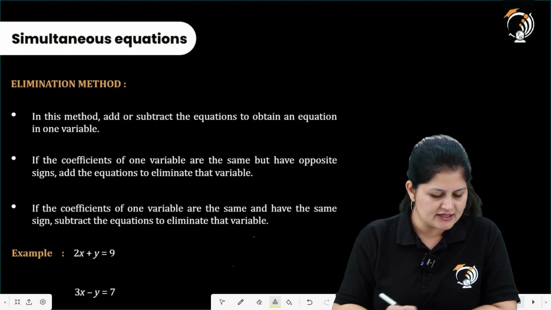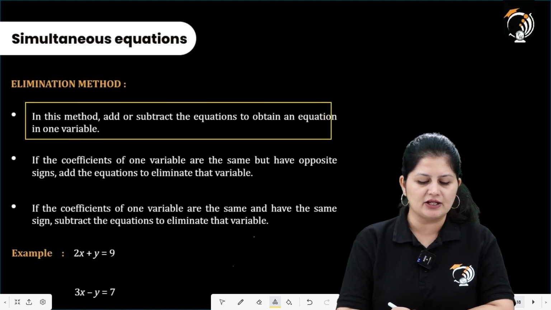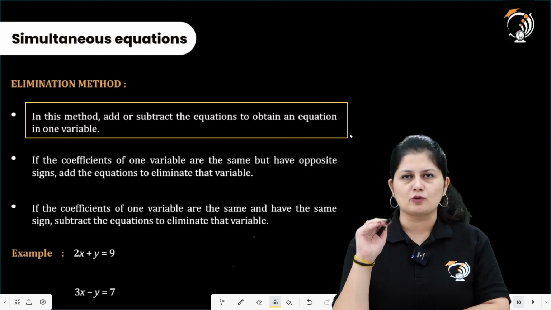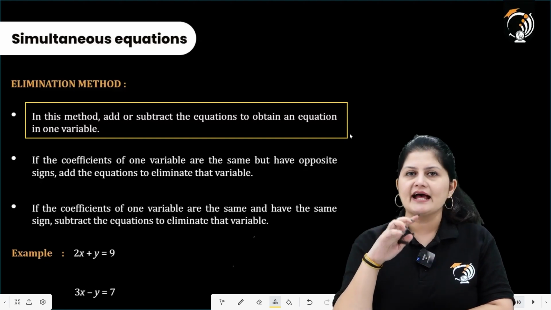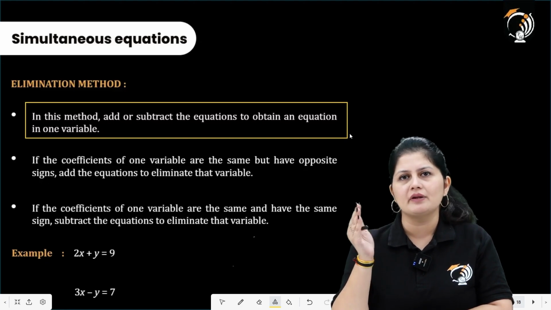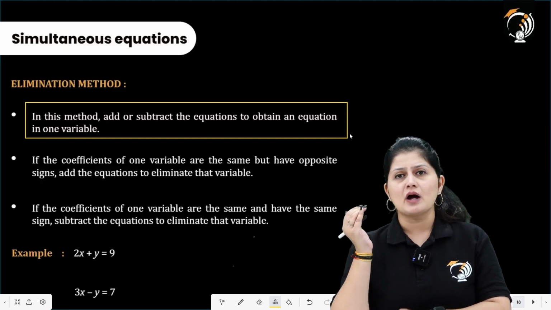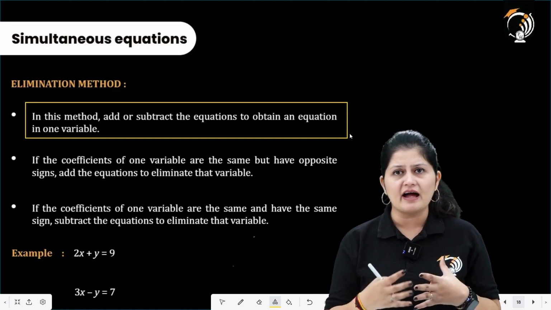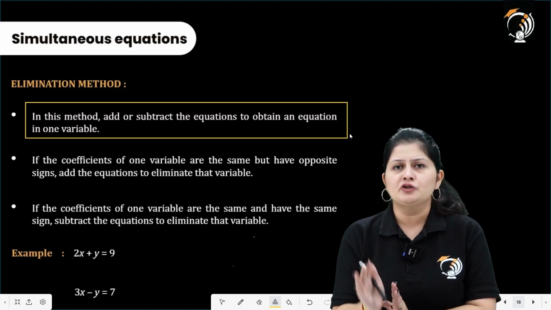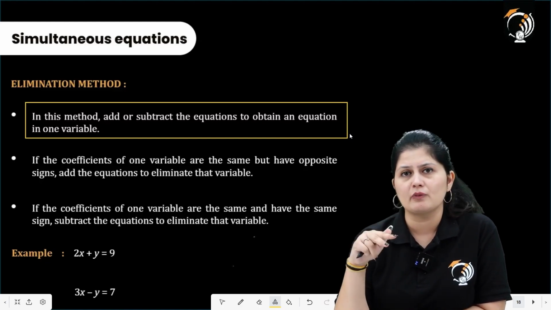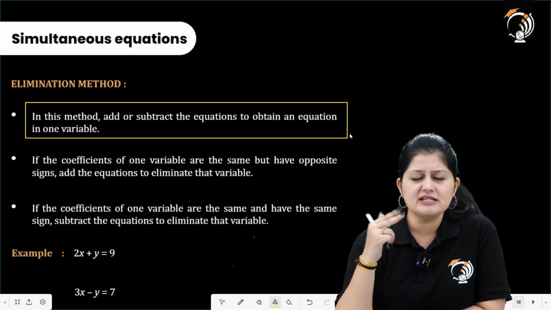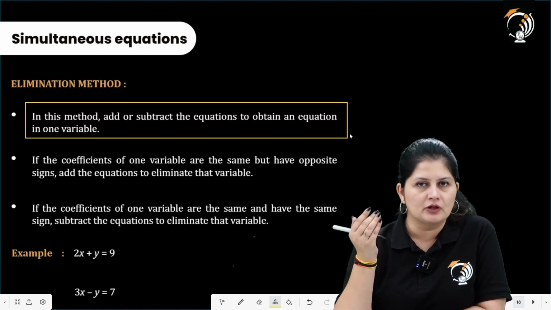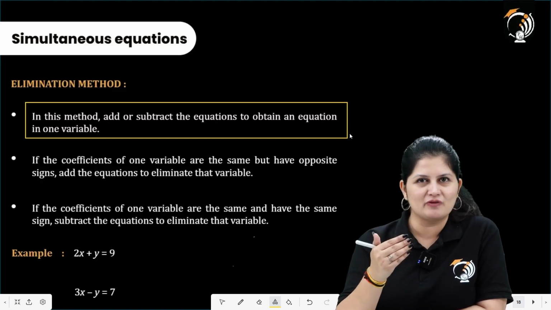The first point here says, in this method, add or subtract the equations to obtain an equation in one variable. So what we generally do in order to solve these equations is the elimination method. As the name itself says, we need to eliminate a particular term. How are we going to eliminate it? We can add, multiply, divide, or subtract. Usually we add and subtract the two different equations, but prior to that we might need to multiply or divide the equations with something. We'll understand it once we move to the questions.